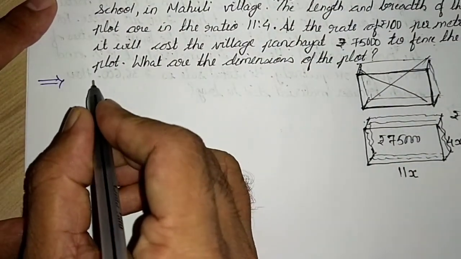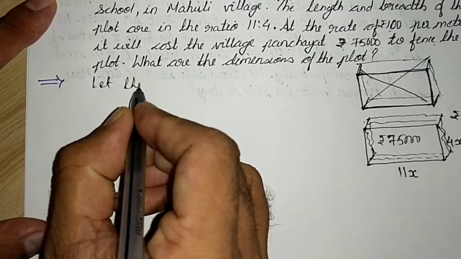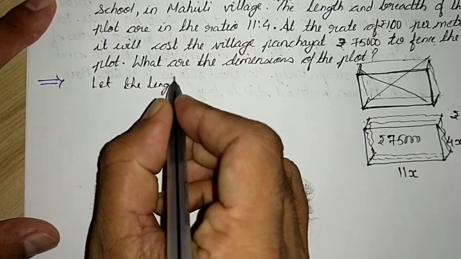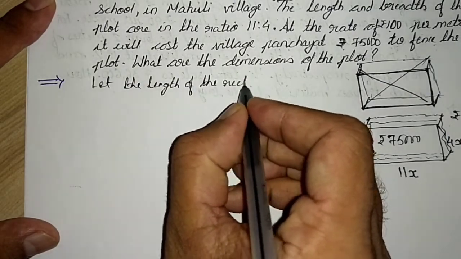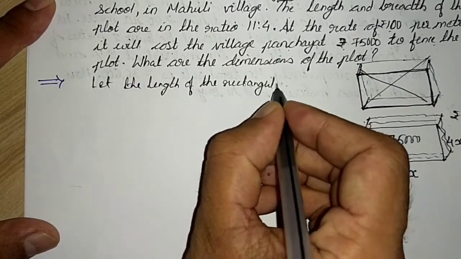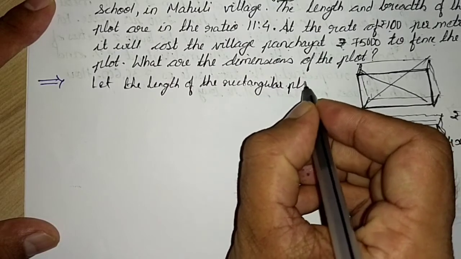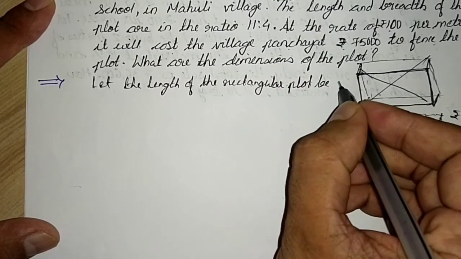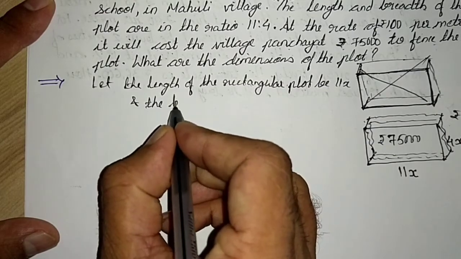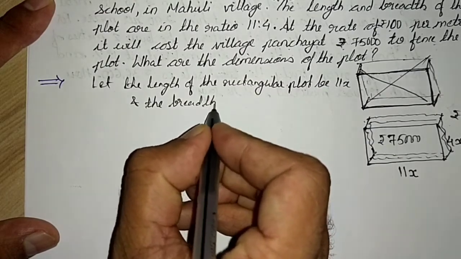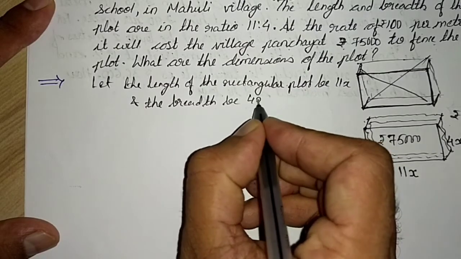Let the length of the rectangular plot be 11x and the breadth be 4x.